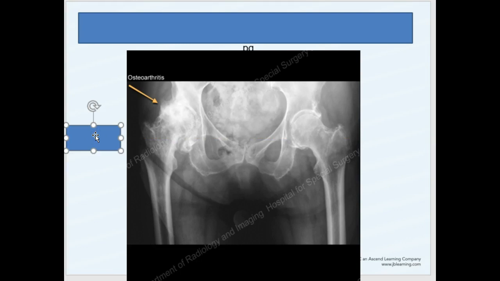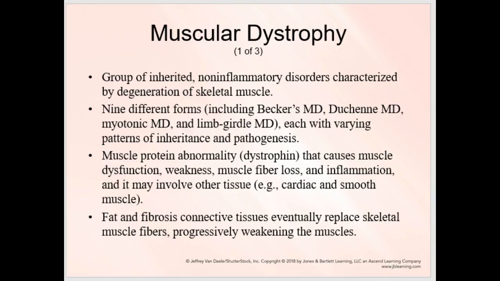Okay, so this is osteoarthritis. Unilateral, subchondral sclerosing, loss of joint space, osteophytes. Excellent.